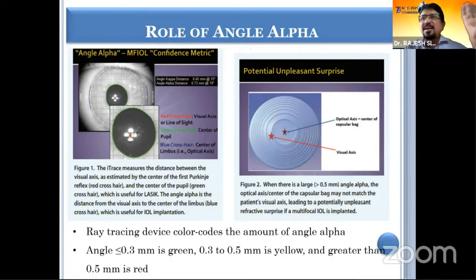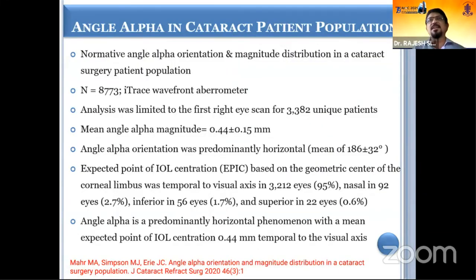0.3 to 0.5 is a gray zone, which depends on the type of multifocal that you're using, the type of central optical part, which varies with different IOLs. So in this gray zone, if you have an angle alpha of 0.3 to 0.5, then you have to select the appropriate size of multifocal lens, because some of the current generation multifocal lenses have a 1.3 millimeter central zone, and the basic idea is that the IOL should be centered in such a way that the angle alpha should be half of the central optical cylinder.